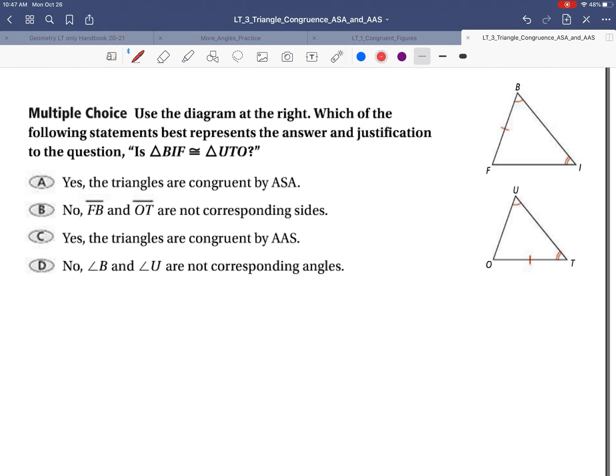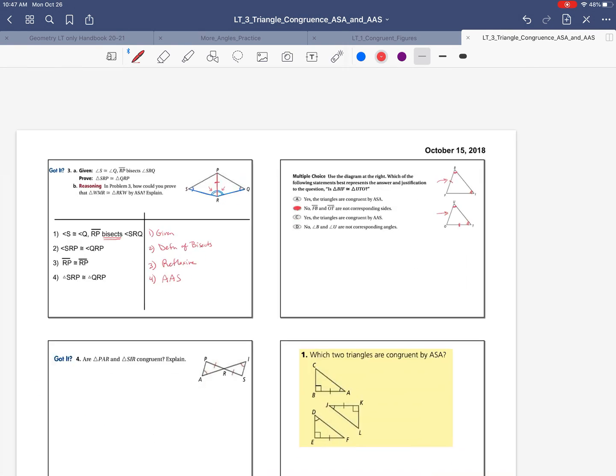All right, use the diagram at the right. Which following statements best represent the answer and justification to are these two congruent? Well, I've got angle, angle, side here. And notice that I'm going from 2 to 1 to side. Down here, I go from 1 to 2 to side. So this is no, because FB and OT are not corresponding sides. So I've got angle, angle, side and angle, angle, side. It's just that they're not corresponding sides. So the answer should be B. Now, if I had this side congruent to this one, then that would be angle, angle, side.